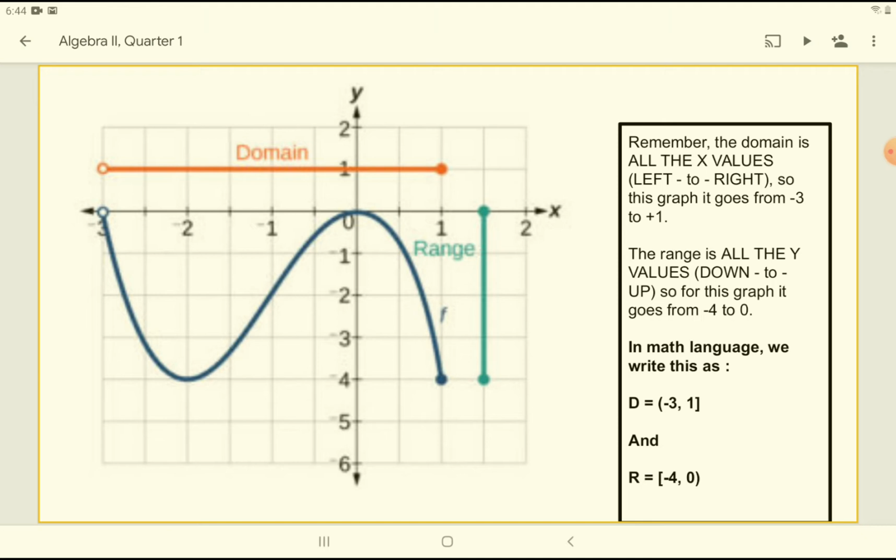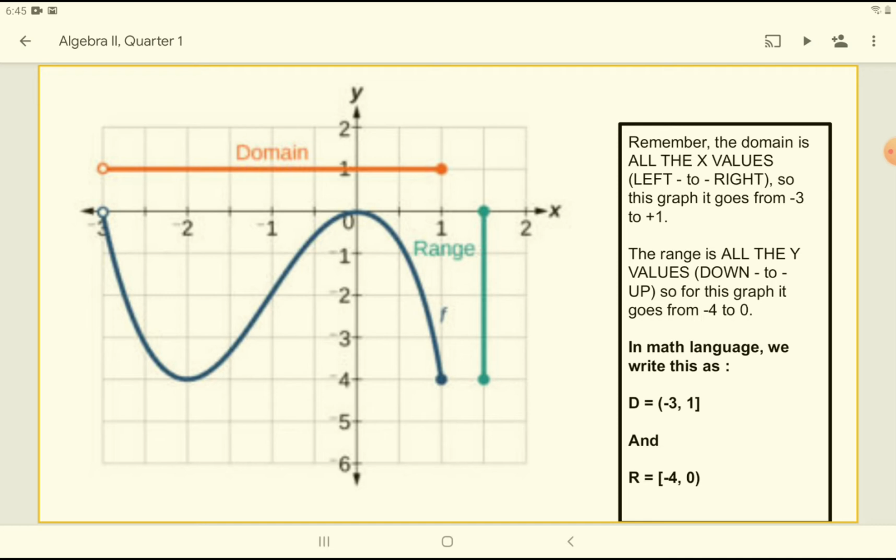But now let's talk about the range. So the range goes from the bottom to up. All the y values from down to up. Very important, you start from the bottom, work your way up. Just like that song, right? Like that one song, started from the bottom.